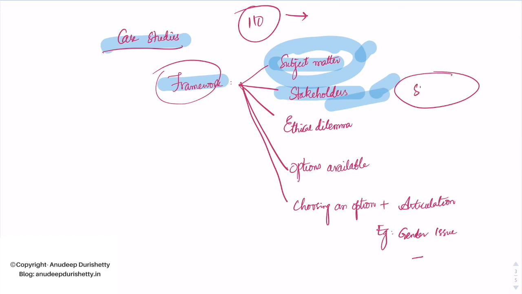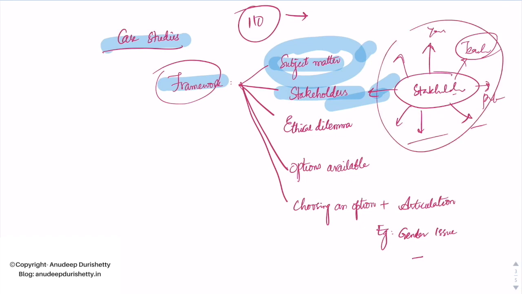So you can write stakeholders and then various actors that are involved in the particular case. For example, yourself, your teacher, and then the public at large, etc. So depending on the question and the topic, you delineate particular stakeholders in that question.